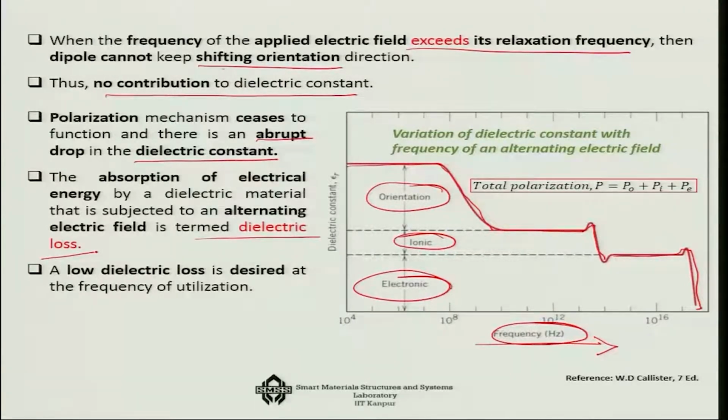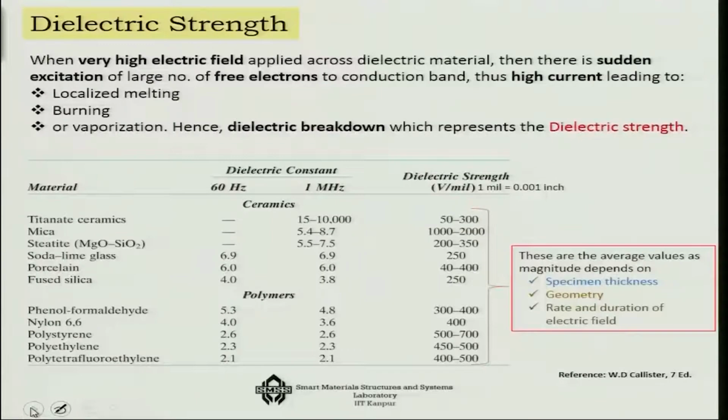Now, of course, a low dielectric loss is what is desired at the frequency of utilization. So, for example, when we transfer high voltage power from position A to position B, this property is very important: with respect to the line frequency, the relaxation frequency should be such that the orientation loss in particular does not happen. So that is how you have to choose the material.